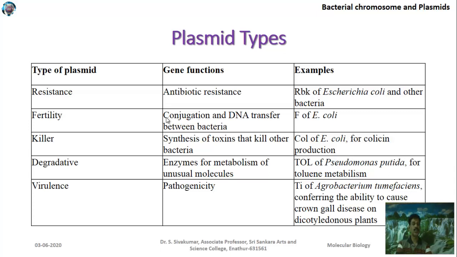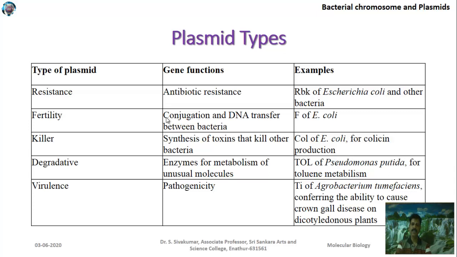The next one is going to be a killer plasmid. So the killer plasmid, if present in a bacteria, can kill the other bacteria. The other bacteria can be lysed by the presence of this killer plasmid. The example for killer plasmid is nothing but the col plasmid. The col represents, it is going to synthesize a compound which is known as colicin.